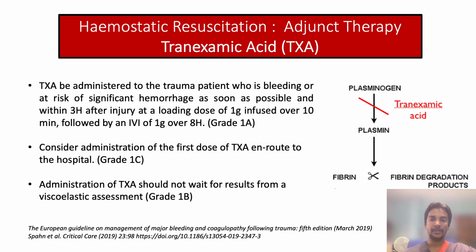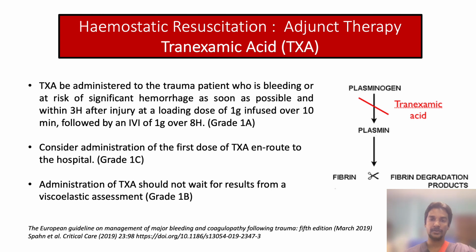Apart from blood components, do not forget hemostatic adjunct therapy, which is tranexamic acid. The CRASH-2 trial has shown that tranexamic acid improves survival in bleeding trauma patients. Therefore, it is recommended to be administered to trauma patients who are bleeding or at risk of significant hemorrhage as soon as possible, within 3 hours from the point of injury. It should be administered as 1 gram over 10 minutes followed by 1 gram infusion over 8 hours.